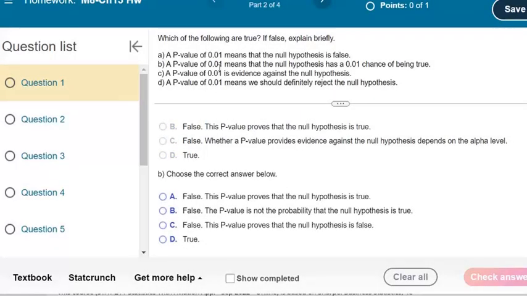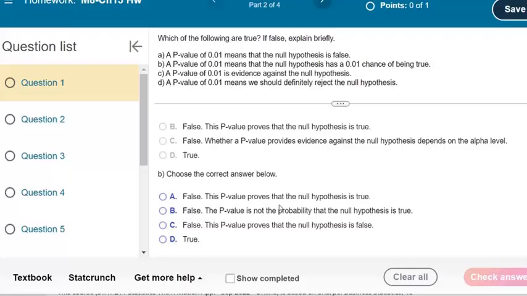A p-value of 0.01 means that the null hypothesis has a 0.01 chance of being true. That's not strictly correct. Loosely, I think that's correct, but strictly, the p-value is the probability that you would get this test statistic assuming that the null hypothesis is true. So a p-value of 0.01 means there's a 1% chance that you got your test statistic assuming that the null hypothesis is true.